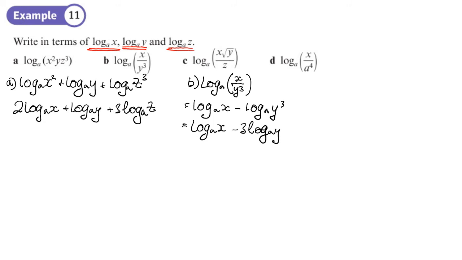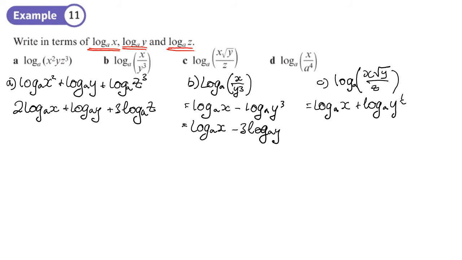And for C, we've got log of x root y over z. So that's the same as log to the base A of x plus log to the base A of root y, which is y to the power half, minus log to the base A of z, because we're dividing. And then finally we'll just put the half at the front, the power.